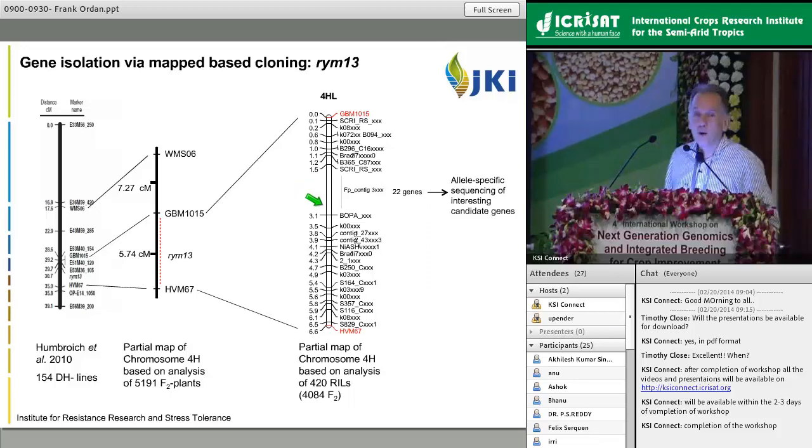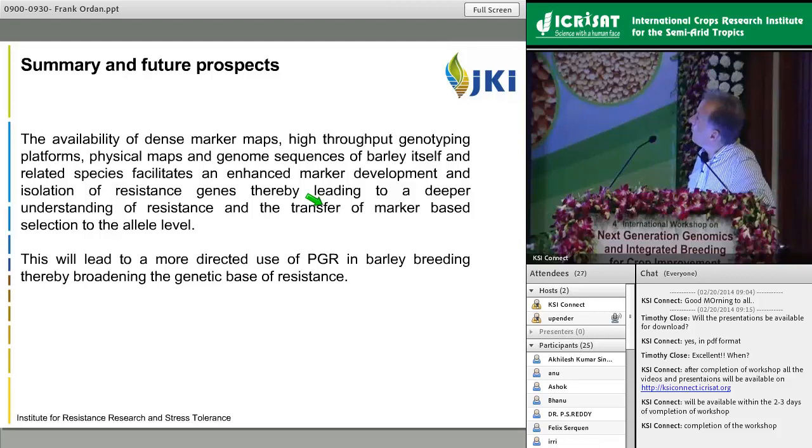So, coming to an end now, I hope I could show you that the availability of dense marker maps, high-throughput genotyping platforms, physical maps and genome sequences of barley itself and related species facilitates enhanced marker development and isolation of resistance genes, thereby leading to a deeper understanding of resistance and the transfer of marker-based selection to the allele level. This will lead to a more directed use of plant genetic resources in barley breeding by minimizing linkage drag, thereby broadening the genetic base of resistance.